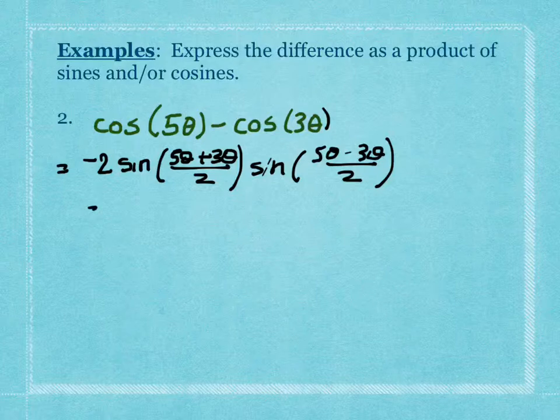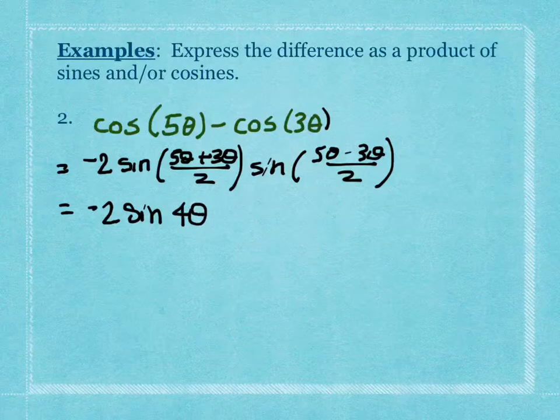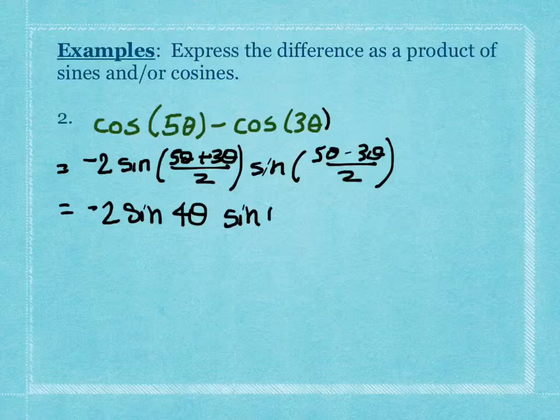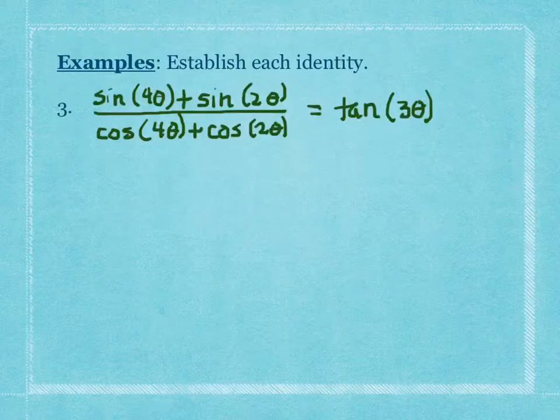And if we simplify this pretty quick, we see the end in sight. We've got 5 theta plus 3 theta, which is 8 theta, divided by 2 is 4 theta. And then we've got the sine here, and 5 theta minus 3 theta is 2 theta, and 2 theta divided by 2 would just be theta. And then we're done.